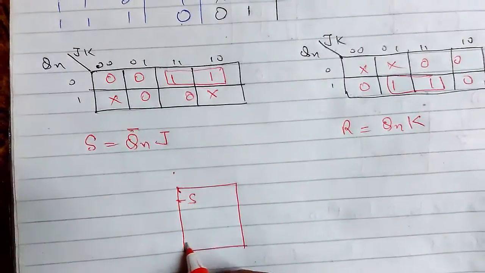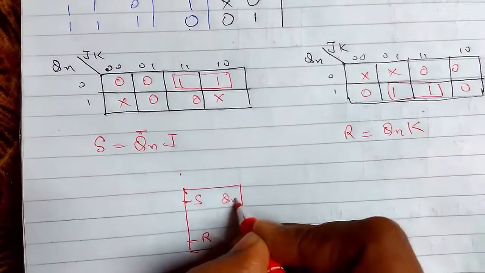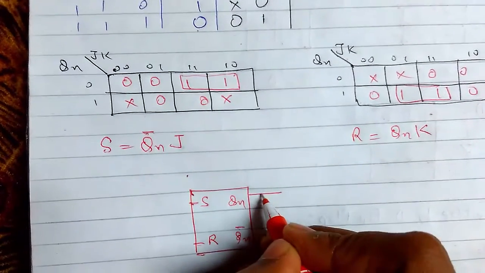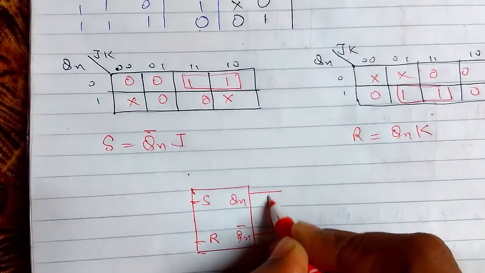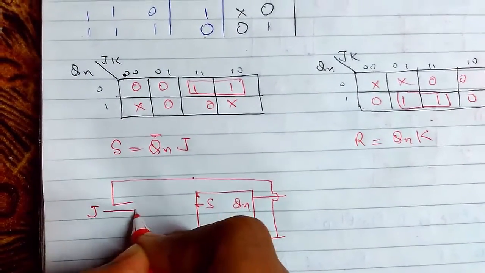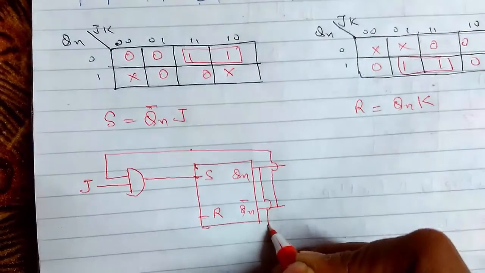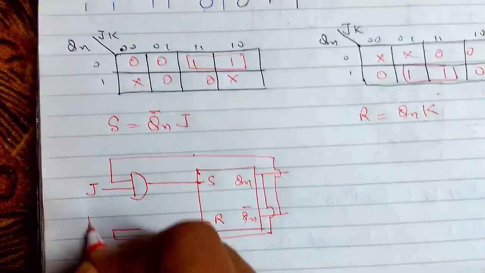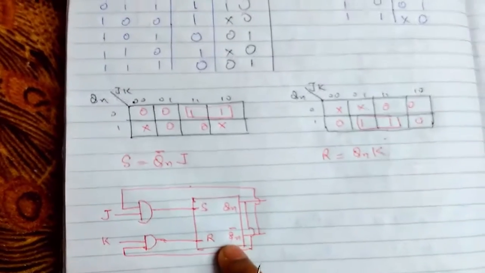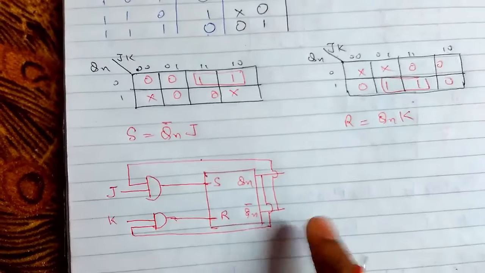Suppose we have our S and R here and we need to find JK. So this is our Qn, this is Qn bar. For this we'll just be requiring this thing. This is J, we need to AND it to get the S, and for this, this is our K, and we got our R. So this is how you convert SR flip-flop to JK flip-flop. And so this was all about it. Thanks for watching it.